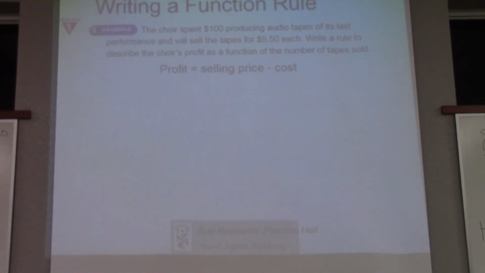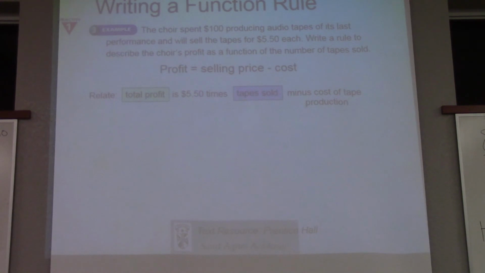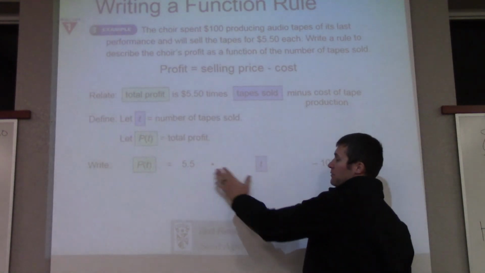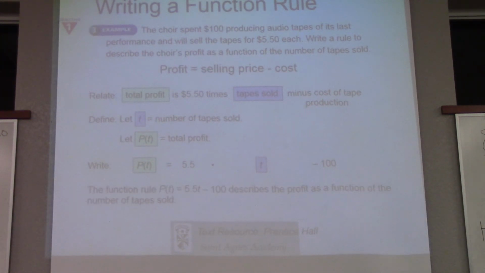The choir spent $100 producing audio tapes of its last performance, and will sell the tapes for $5.50. Write a rule to describe the choir's profit in terms of the number of tapes sold. So it cost them $100. So we go $5.50 times every tape sold minus $100 because that's how much it costs. So $5.50 times every tape sold minus how much it cost me to produce it. And so that would be our equation.